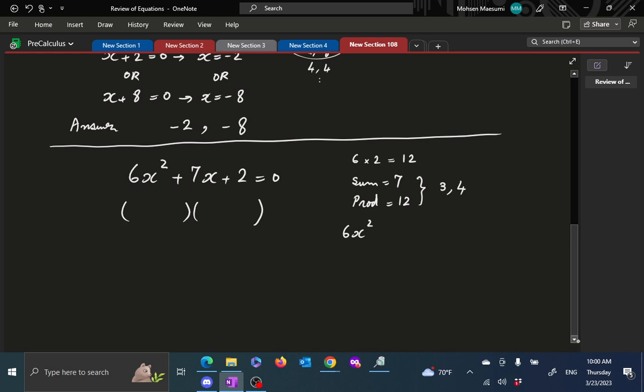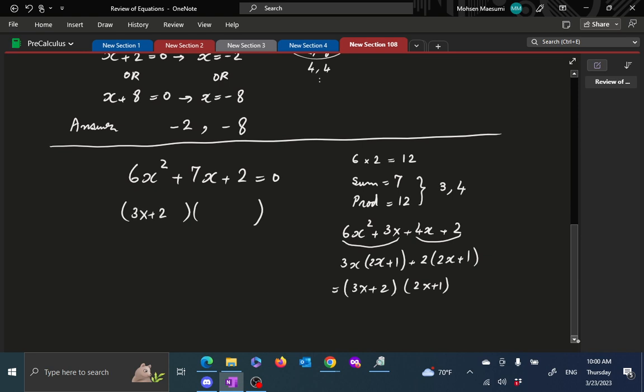We write 6x squared. The middle term, we write it as two pieces, 3x and 4x. And then we write the 2. Now we factor by grouping: 3x times 2x plus 1, and this one we factor also as 2 times 2x plus 1. And then we factor the common factor again, which was 2x plus 1, and the other one becomes 3x plus 2. So that final answer is 3x plus 2 times 2x plus 1 equal to 0.